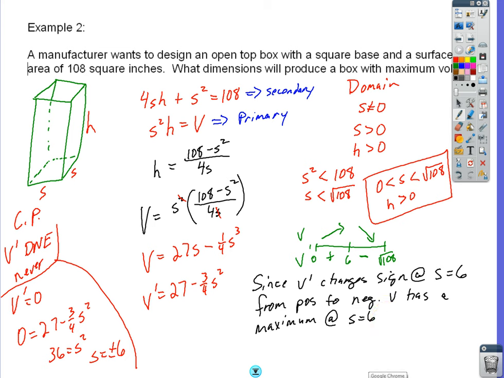So I do that by plugging that in. 108 minus that, 36, over 4, 24, my height is equal to 3. So with my side length of 6, my height is equal to 3. Those dimensions produce the maximum volume. There you go. All right.